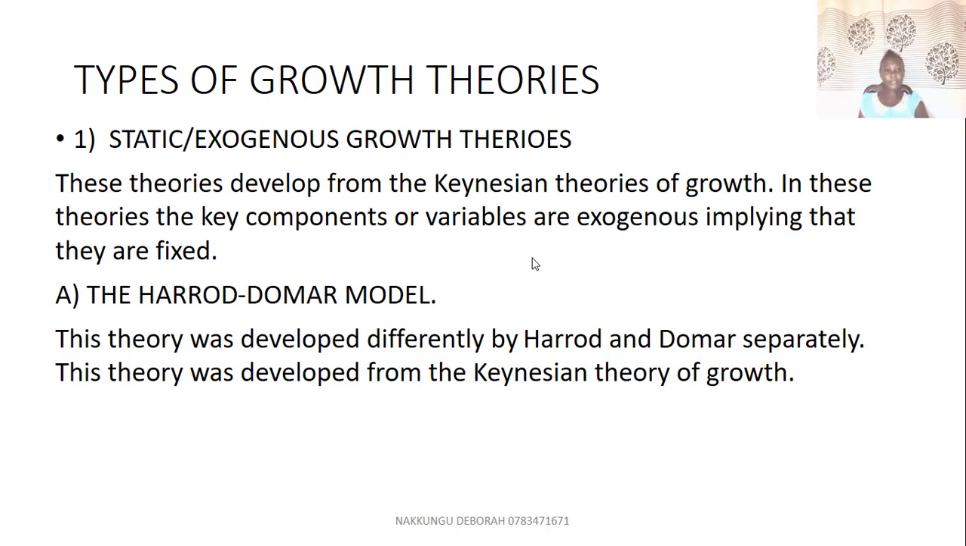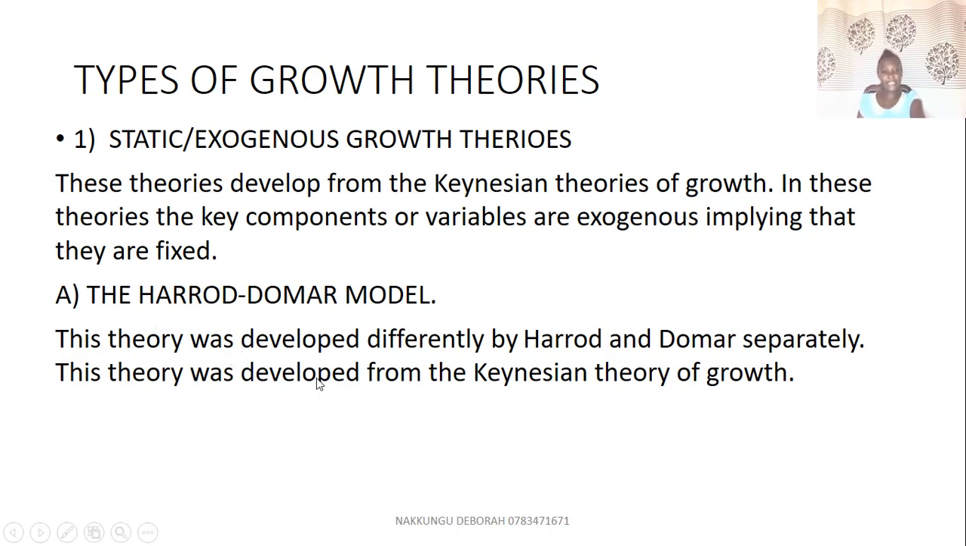Now the opposite goes for endogenous growth theories. For those theories, the key variables or components are not fixed, meaning that it can allow for policy. You have influence, they are not constant. So now under static growth theories, we have different theories, and one of the theories which I will start with specifically is the Harrod-Domar model.